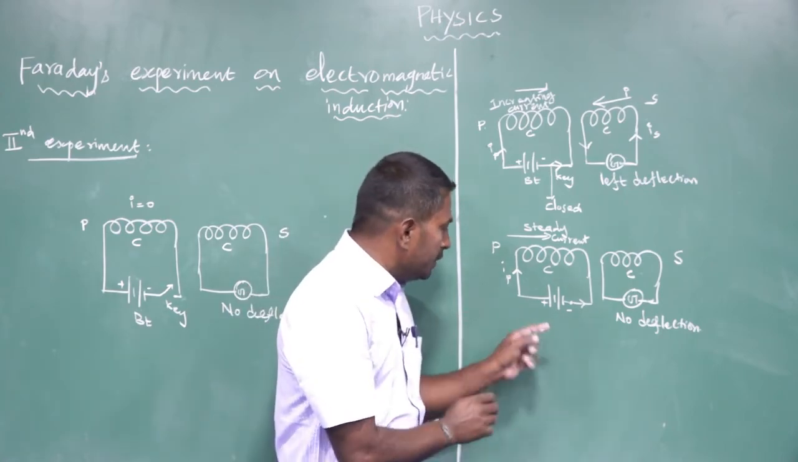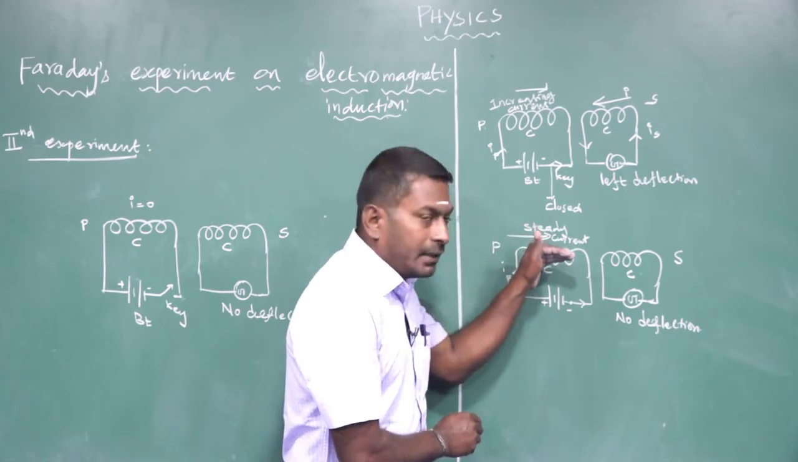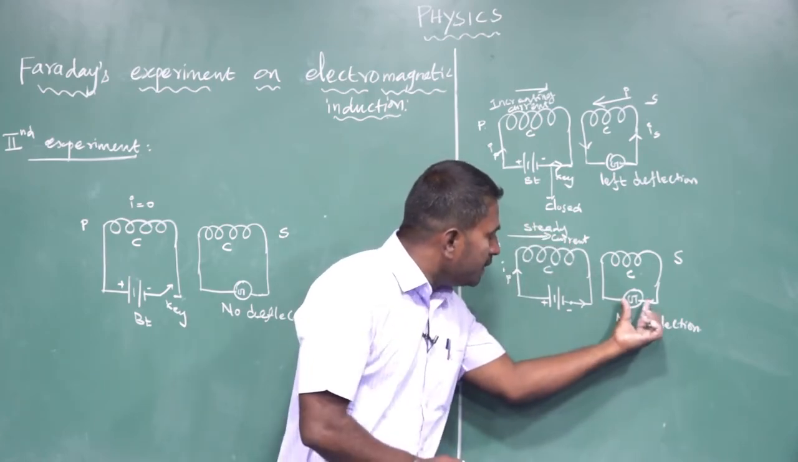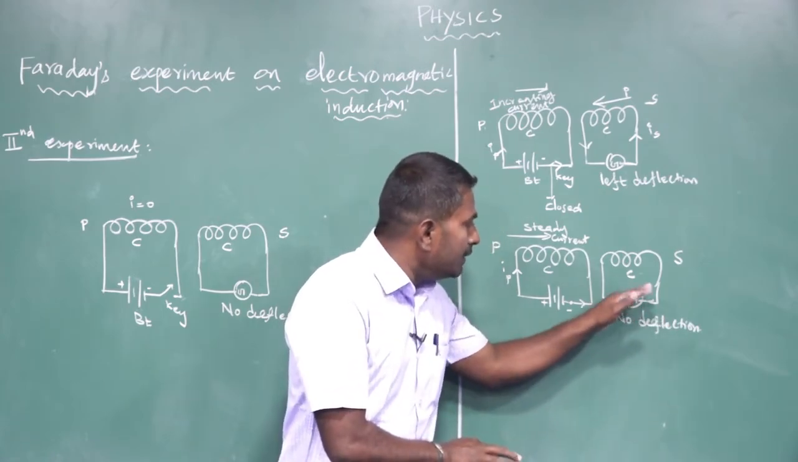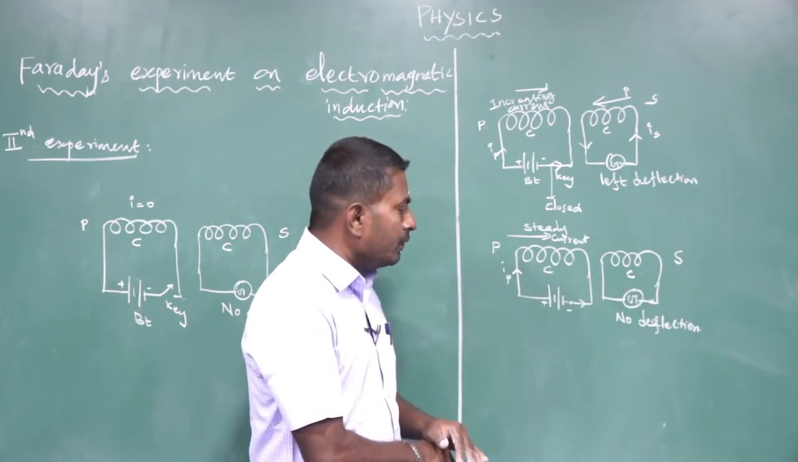So very important, in the primary circuit, the electric current reaches a certain steady value. At that instant, we notice the galvanometer does not show any deflection, which implies that no electric current is set up in the secondary closed circuit.